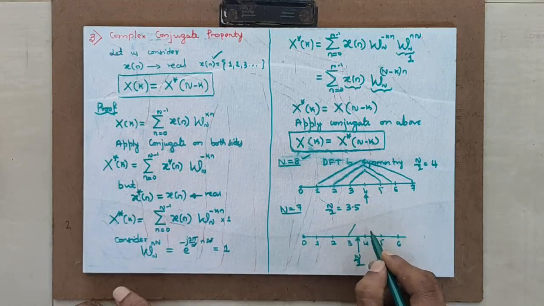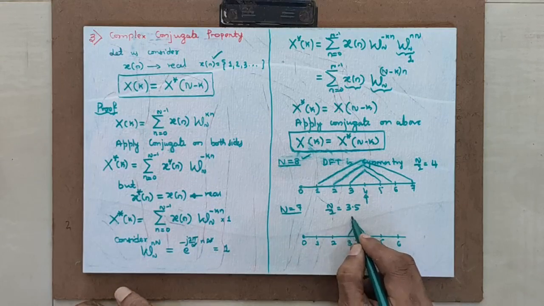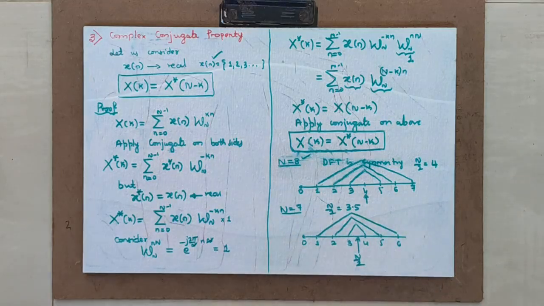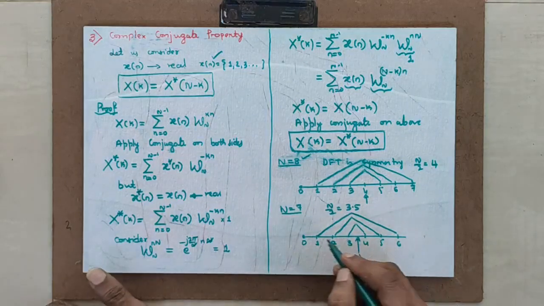Now x3 is the conjugate of x4. x2 is the conjugate of x5. x1 is the conjugate of x6. This is what is happening.